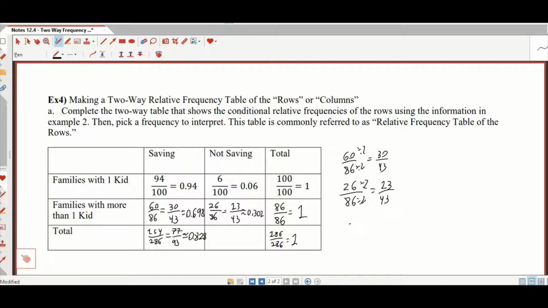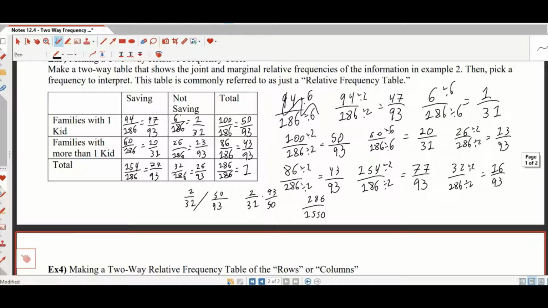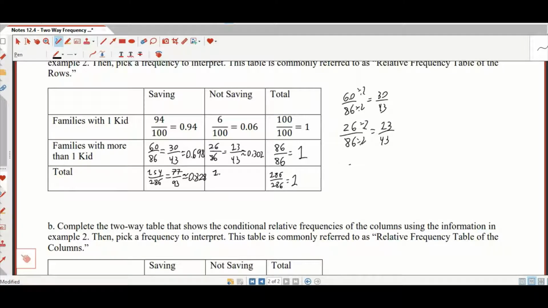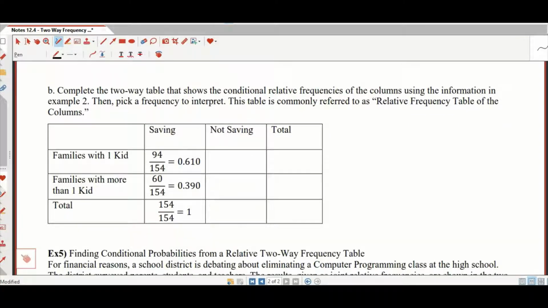And then the other one is the rest of them, which again, we just did up here. 32 out of 186, which is 16/93. We already did that. 16/93, which is about 17.2%, 0.172. Now we're going to do the same thing, except now we're going to go by column.